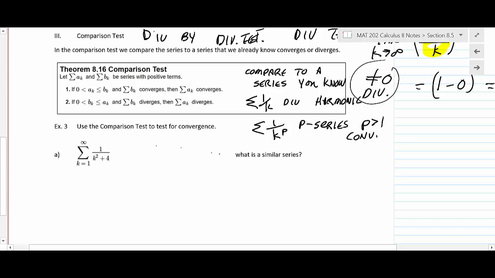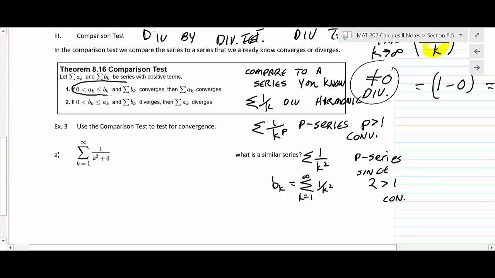So what did we say? The similar series for this one would be 1 over k to the second. That's a p-series, and since the exponent 2 is greater than 1, we know it converges. So we're going to say b sub k is equal to the series of 1 over k squared, k goes from 1 to infinity. We know that converges, so we need to see if this inequality holds. That's the idea.